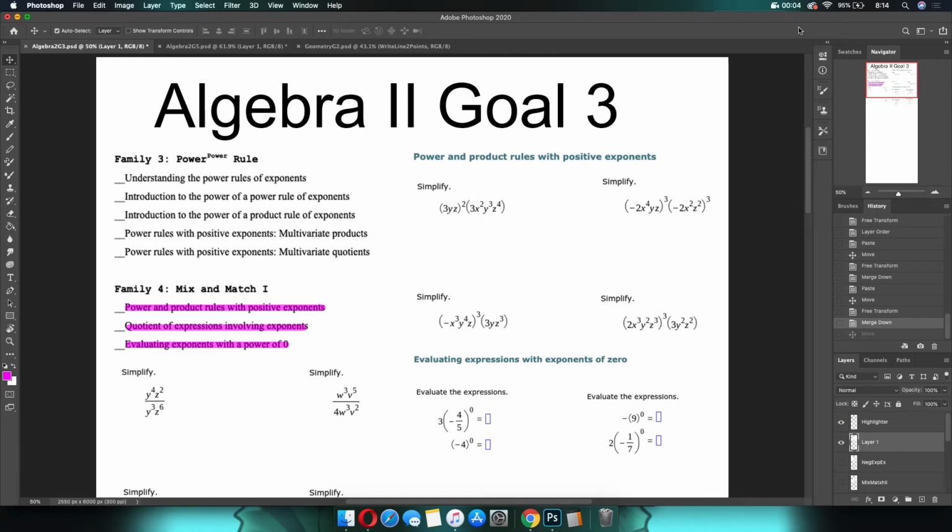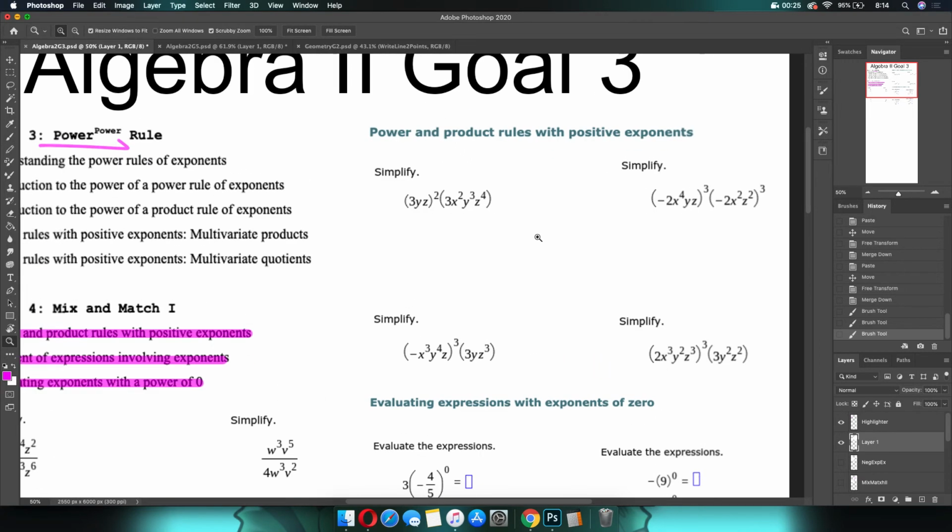This tutorial video is for students who are in Algebra 1 Goal 3, as I continue to make these videos in reverse order for some reason. Currently we are working on Family 4, which is taking some basic skills that we've learned in the prior family, the one I haven't made yet, and actually start using it all at once in one topic. So we're going to start with powers and products.